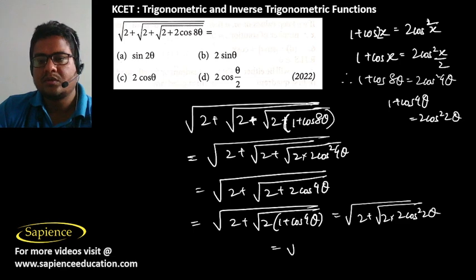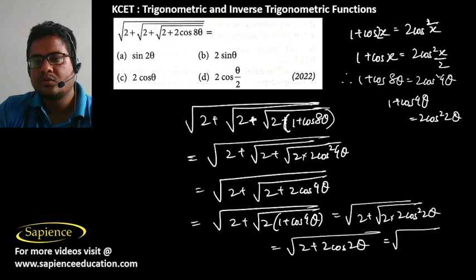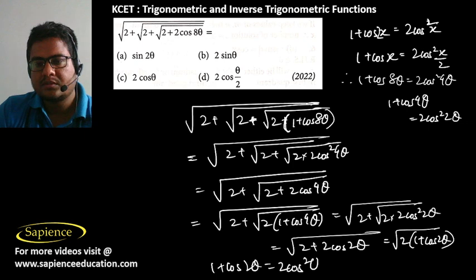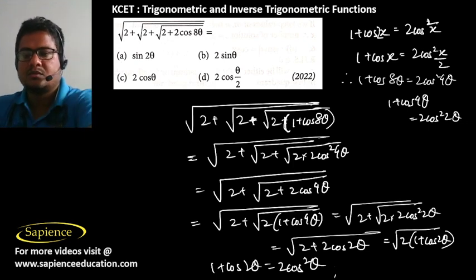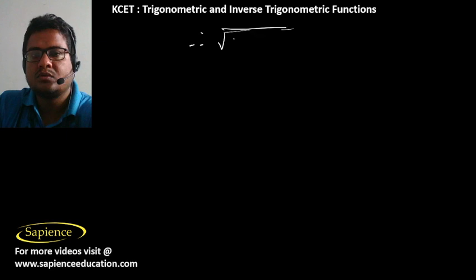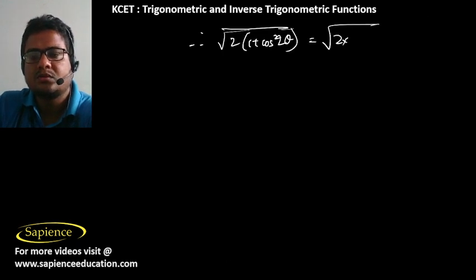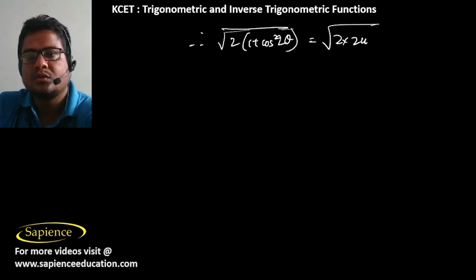So this is again square root of 2 plus 2 cos 2 theta. So this will be root over 2 into 1 plus cos 2 theta. Now therefore again this 1 plus cos 2 theta can be written as 2 cos square theta. So root over 2 into 2 cos square theta. So this will be equal to 2 cos theta.